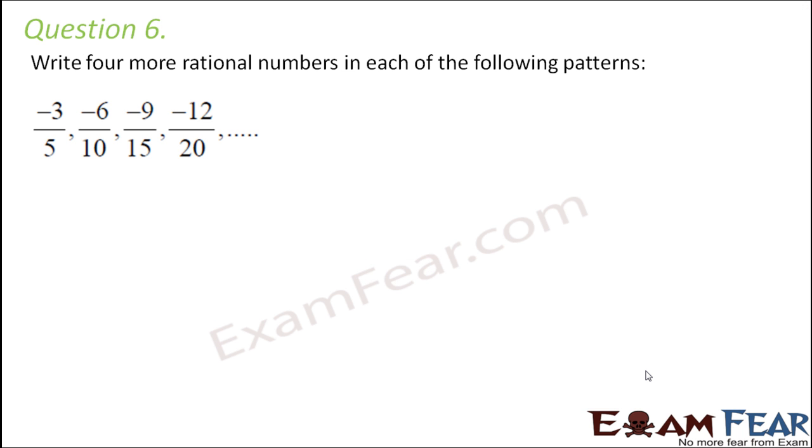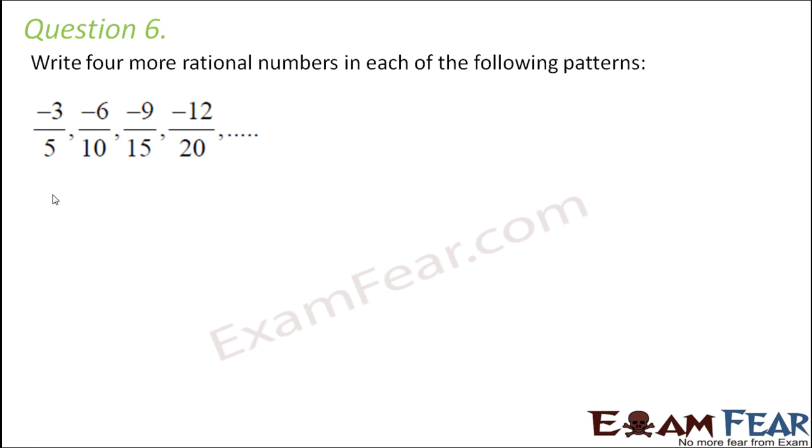Question number 6. Write 4 more rational numbers in each of the following patterns. Minus 3 by 5, minus 6 by 10, minus 9 by 15, minus 12 by 20. So what would be the next numbers? By observing it, can you tell how these numbers are increasing?